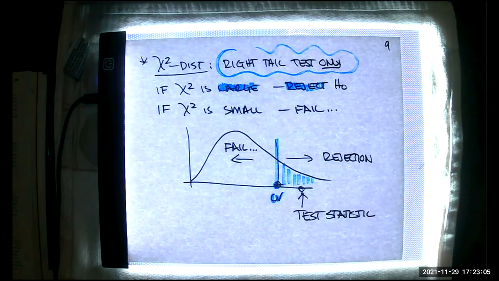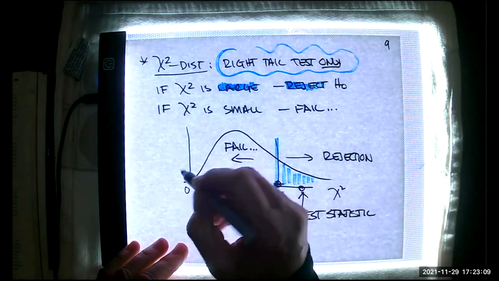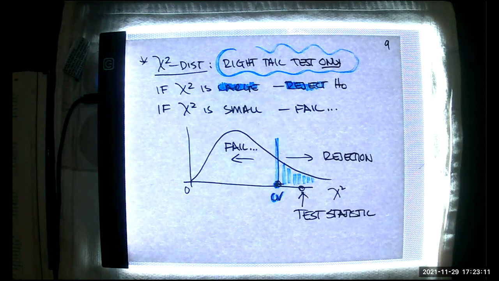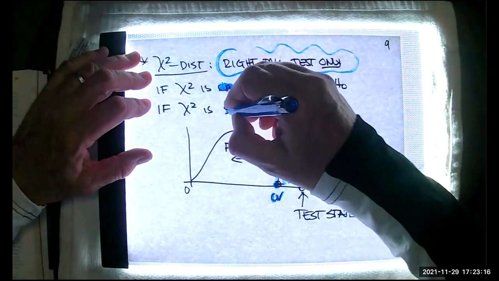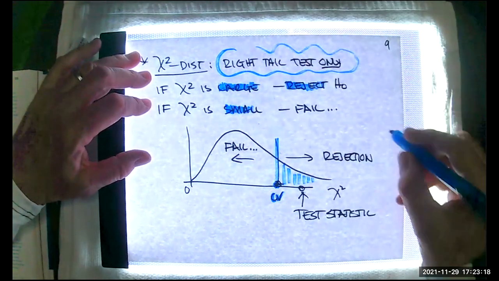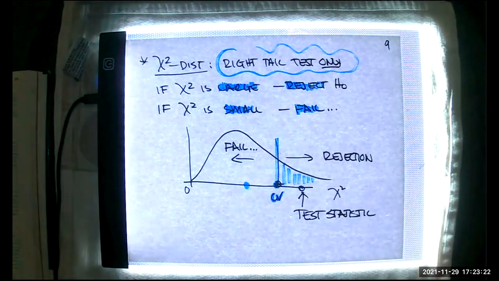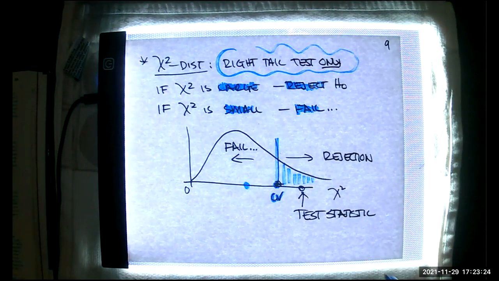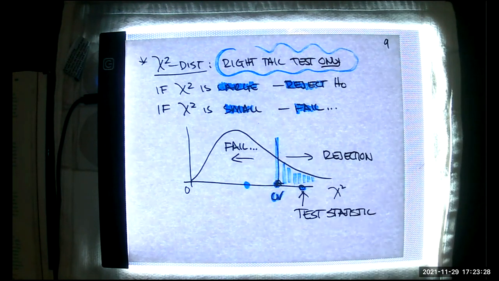Remember, this is not the T or the Z distribution. This is the chi-square. It only exists in the first quadrant. When that test statistic is small, we fail to reject the null hypothesis, and it would land somewhere in that general region. Here, reject. Here, fail to reject. Very much in keeping with what we've done before.